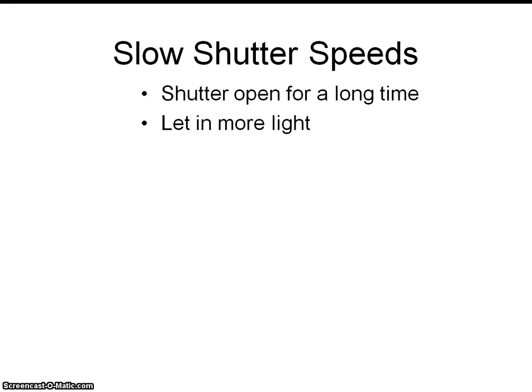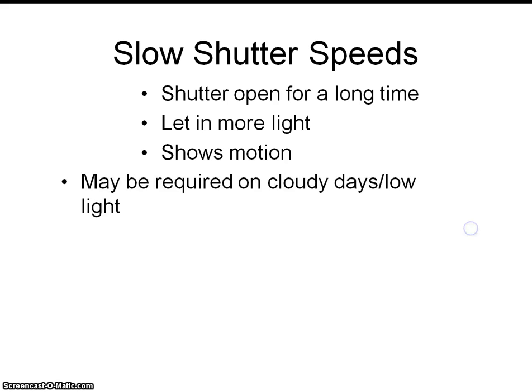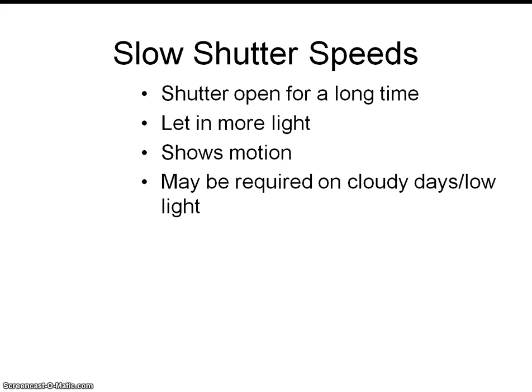Slow shutter speeds let in more light. They're open for a longer time. They will show motion because the camera is seeing more of your scene. And sometimes you will have to choose a slow shutter speed to let in enough light to make a picture so that your picture doesn't turn out too dark.